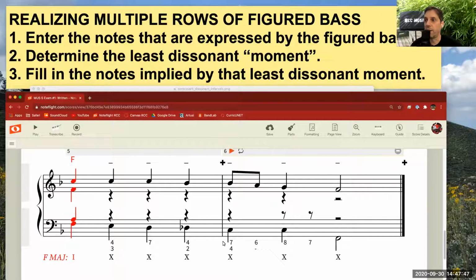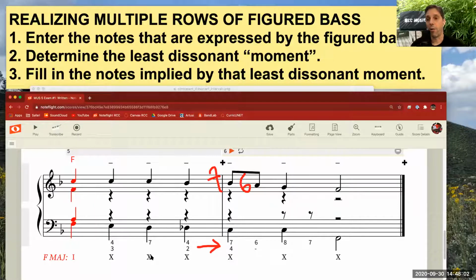In this case, there's a 7/6 and a 4 with a dash. The 7 and the 6 are already present. 7, 6 in the soprano, a seventh and a sixth above the lowest sounding tone.